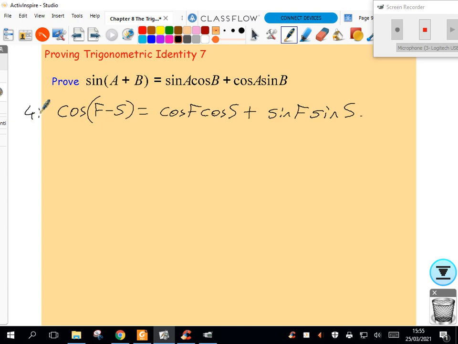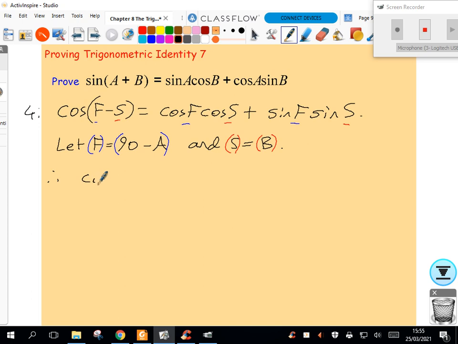Okay. And to prove identity number 7, I'm just going to let the first angle equal 90 minus A, and I'm going to let the second angle equal B. And I'm going to substitute those in here. So 90 minus A, I'm substituting in for the first angle there and there and there. And B, I'm substituting in for the second angle here and here and here.